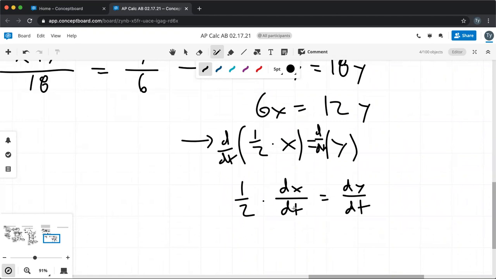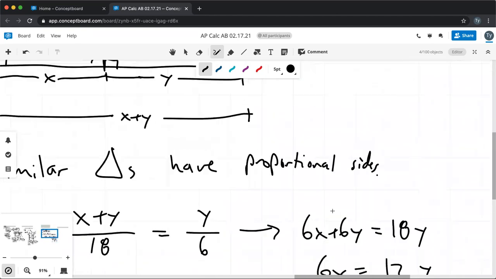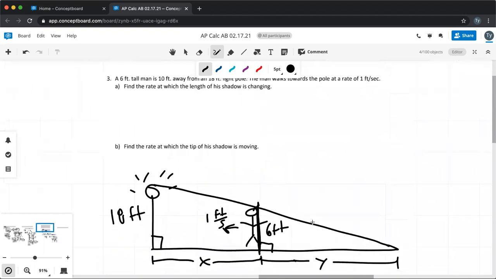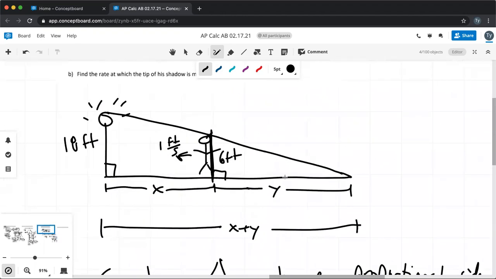All right, let's talk about what we know. We're trying to find the length of the shadow. That would be this y value here. We're trying to find the rate of change of this length, so we're trying to find dy/dt.